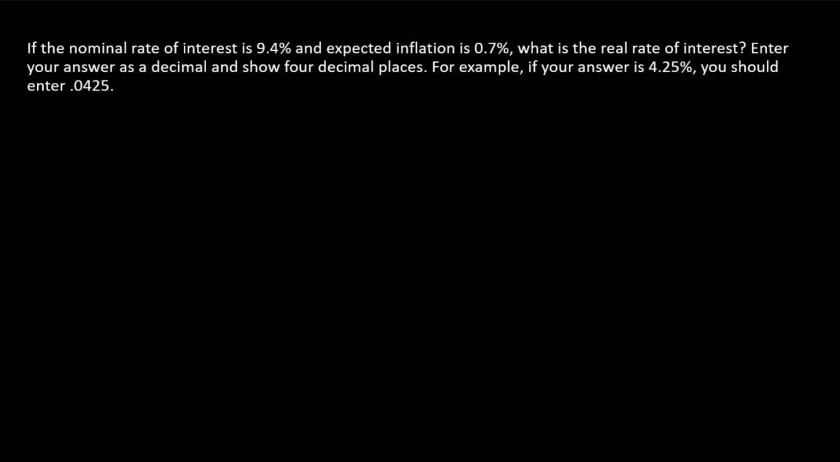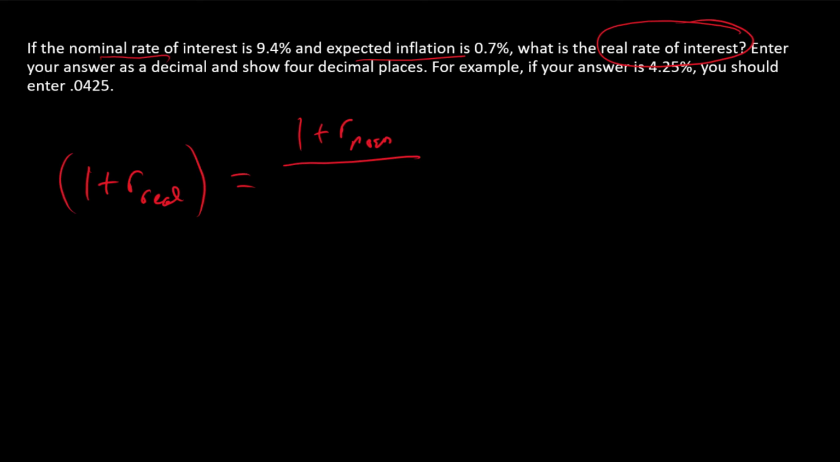All right, this is a problem where we are trying to find a real rate of interest. And so we've got a nominal rate and we've got an expected inflation rate, and we're trying to find a real rate of interest. So recall that the formula that we're using here is the following. 1 plus a real rate of interest should be equal to 1 plus a nominal rate of interest divided by 1 plus the inflation rate.